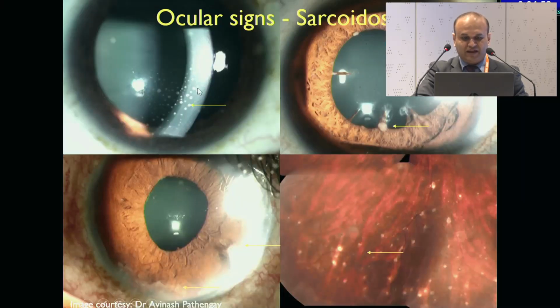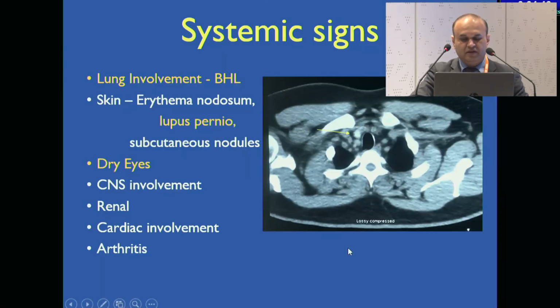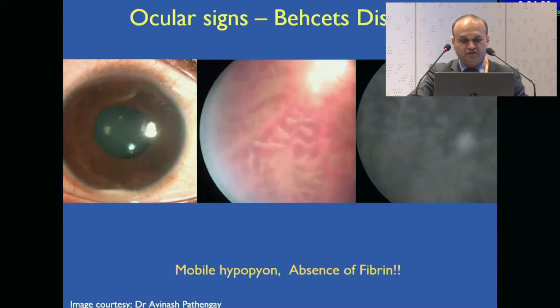You see multiple synechiae, KPs, you see these inferior small granulomas in the periphery, think of ocular sarcoidosis. In cases of sarcoidosis, obviously you need to look at other systemic signs, rule out lung involvement, check for any skin lesions like erythema nodosum, lupus pernio. Dry eyes is one of the most common ocular manifestations of sarcoidosis, so look for that in history as well as in examination. Your patient may occasionally also have renal, cardiac involvement and arthritis, so you need to get a systemic evaluation done for patients whom you are labeling as ocular sarcoidosis.